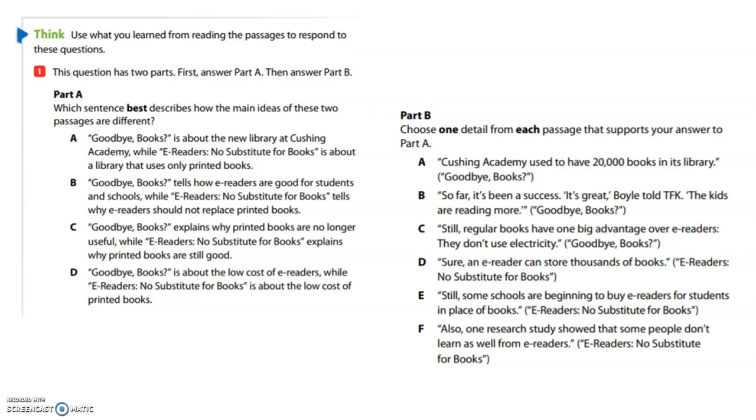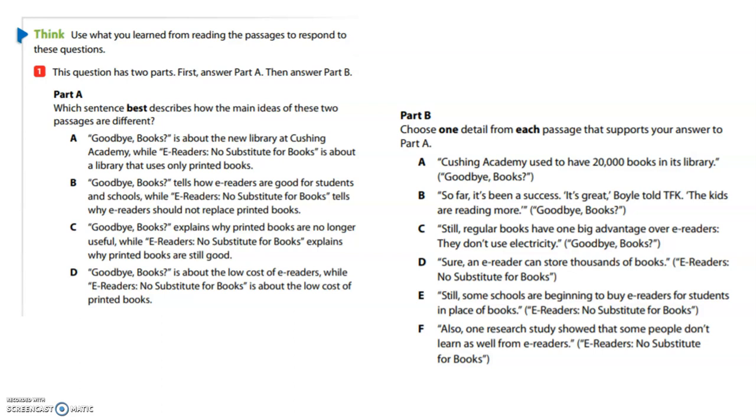A. Goodbye Books is about the new library at Cushing Academy, while e-readers, No Substitute for Books, is about a library that uses only printed books. B. Goodbye Books tells how e-readers are good for students in schools, while e-readers, No Substitute for Books tells why e-readers should not replace printed books. C. Goodbye Books explains why printed books are no longer useful, while e-readers, No Substitute for Books explains why printed books are still good.